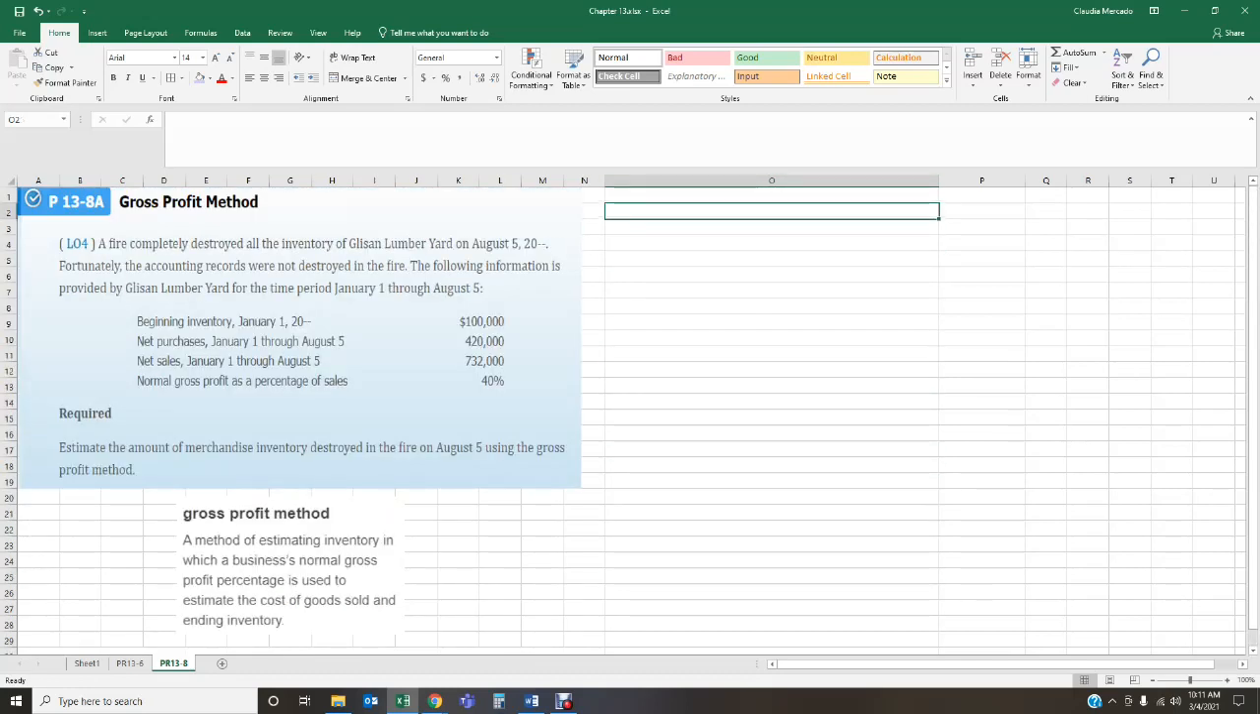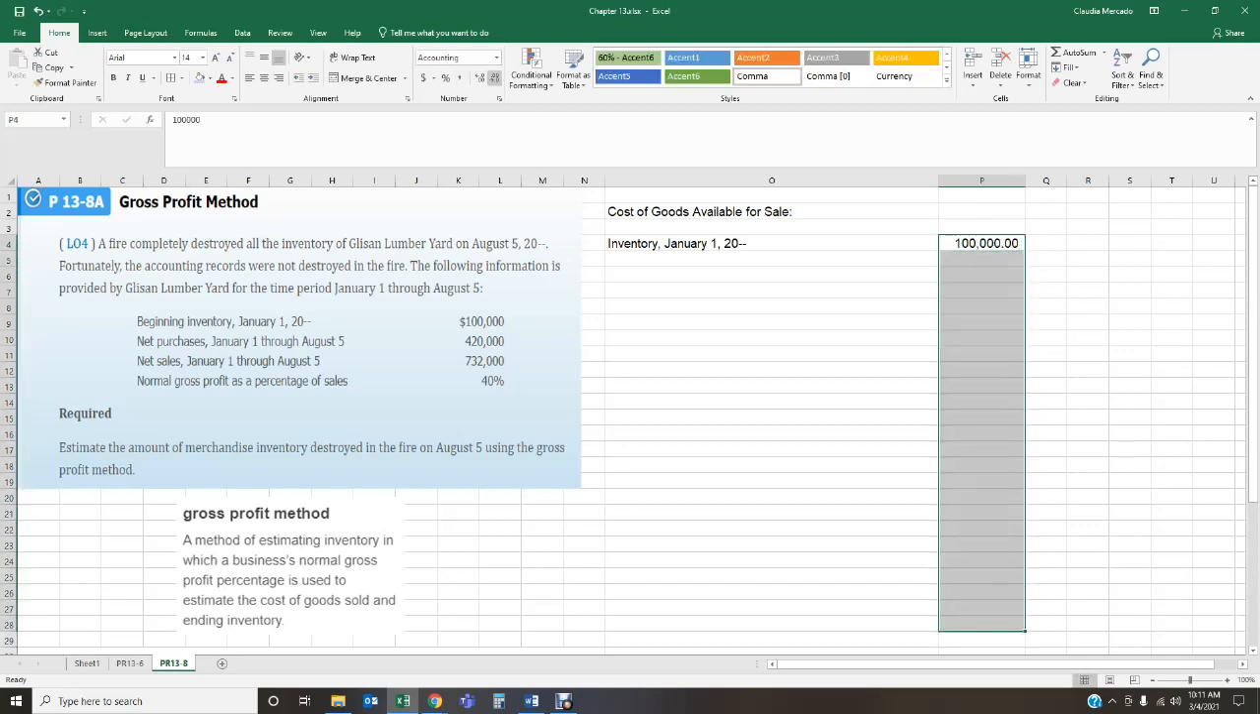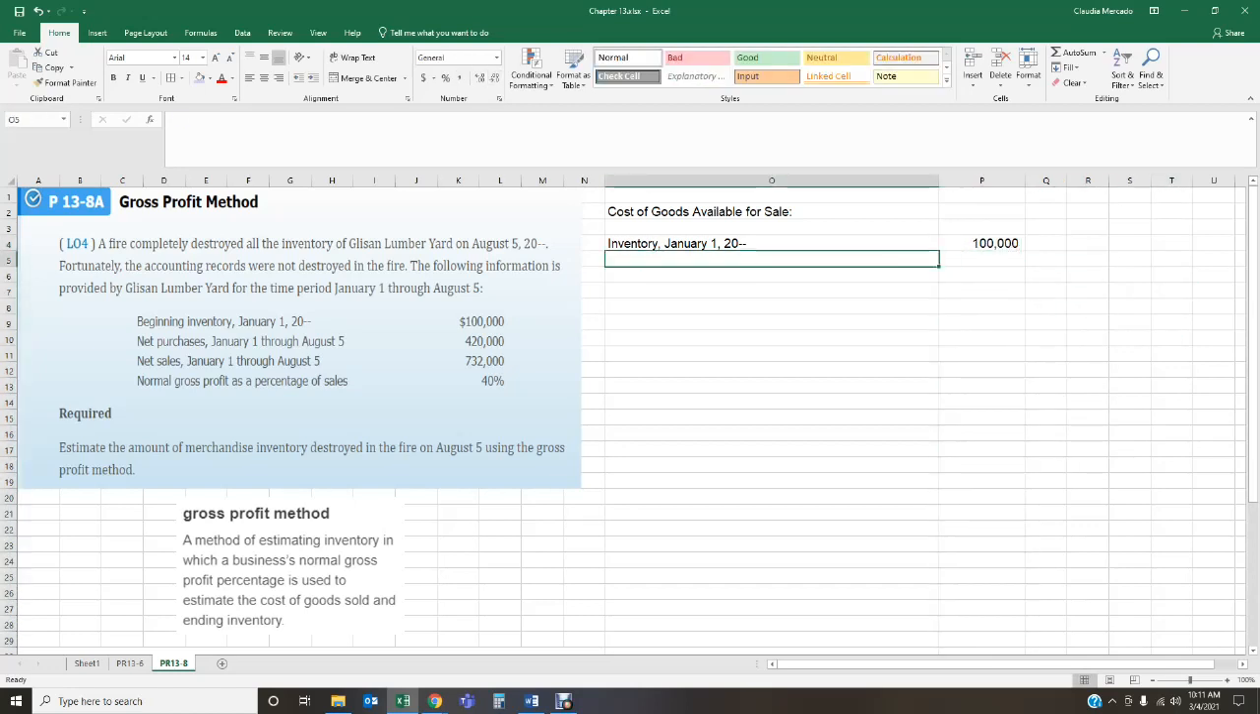The first thing we're going to do is calculate the cost of goods available for sale. We're going to start off with our beginning inventory, our inventory as of January the 1st. According to the problem, our inventory was $100,000 as of January the 1st. Let me put some commas here just to make it easier for me.